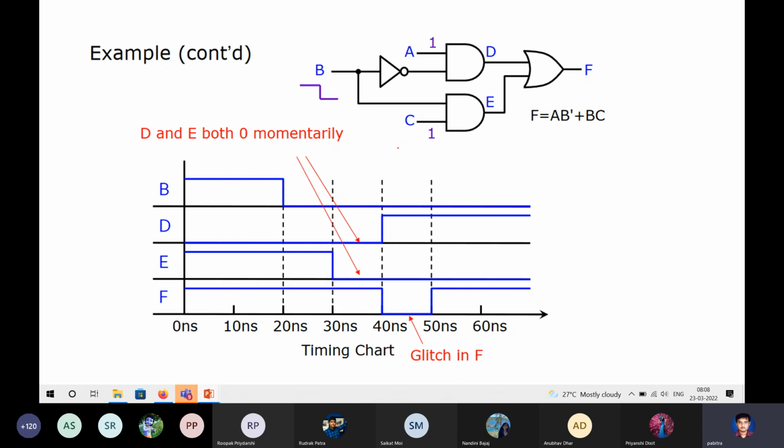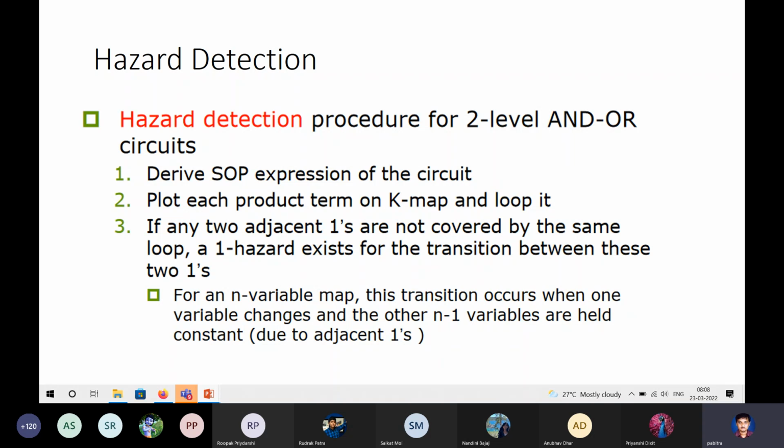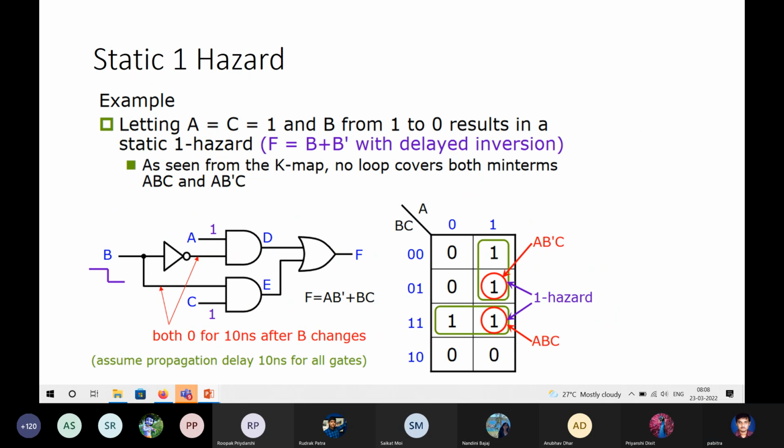Similarly, now let us identify why a static 1 or a static 0 hazard can happen. You try to look at the Karnaugh map, and we have seen that initially let us consider single input change, SIC mode, which means that one of the inputs, so here you have A, B, C, 3 inputs, the value of one of the inputs will change.